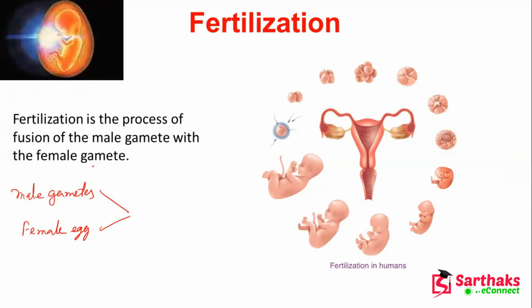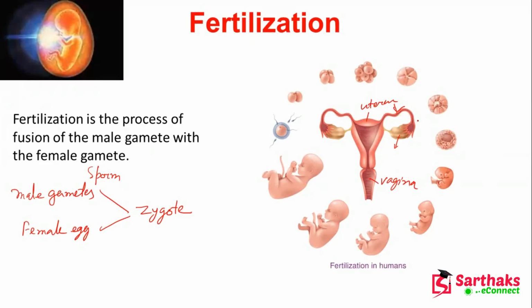So actually the sperms are coming towards the egg, and after that the zygote will be produced. Fertilization is the process of fusion of the male gamete with the female gamete, right? Here you can see the fallopian tube, the ovary, the vagina, and this is the uterus.